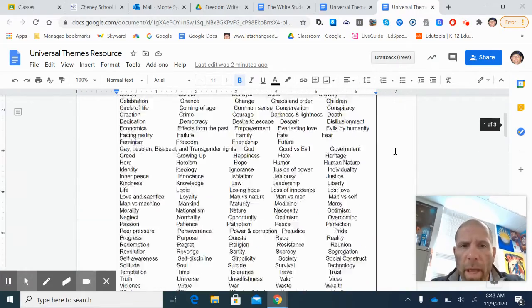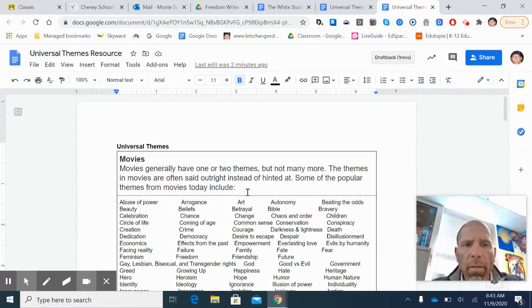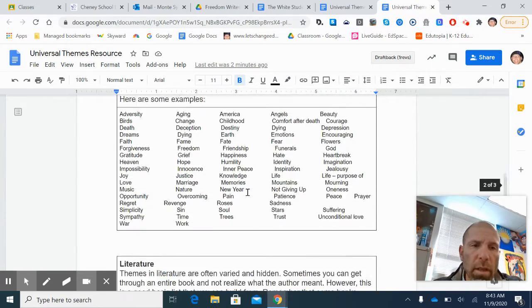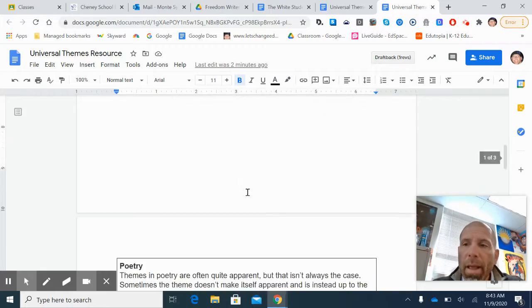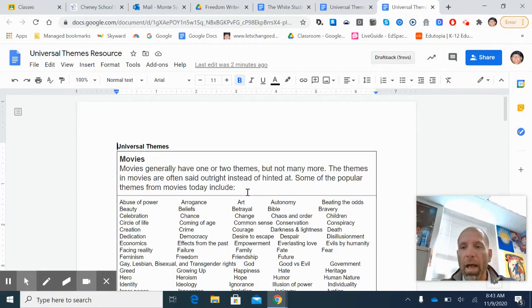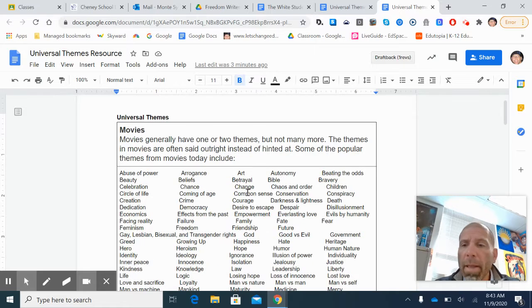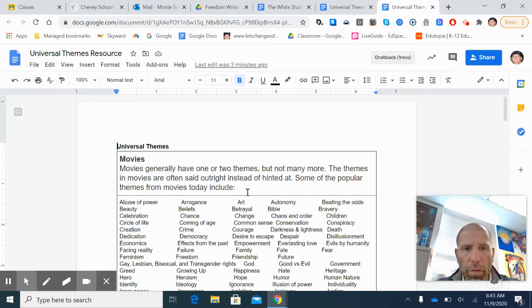It's set up in such a way that there are themes that are present in movies, themes that are present in poetry, and themes that are present in literature. I don't want you to get too caught up on that. I just want you to see it as a list of themes to consider to help give you the language of universal themes. And this is what I will say about universal themes.